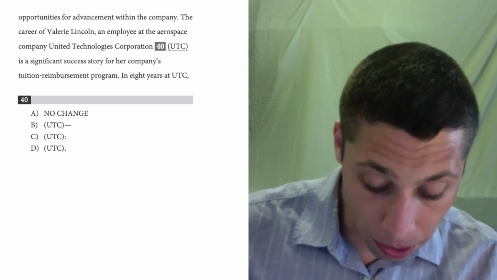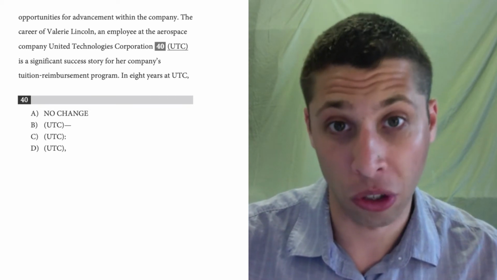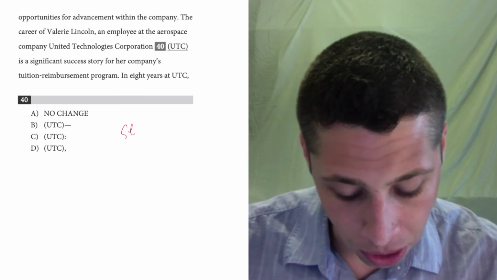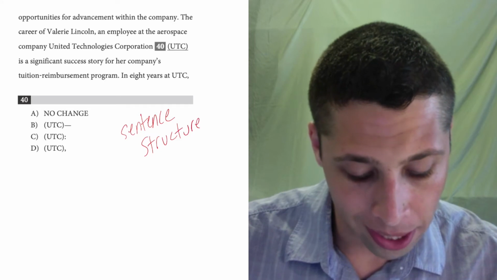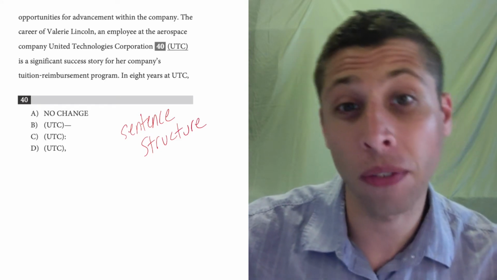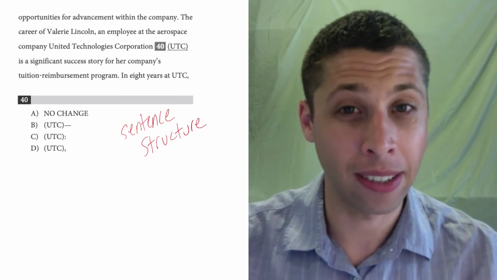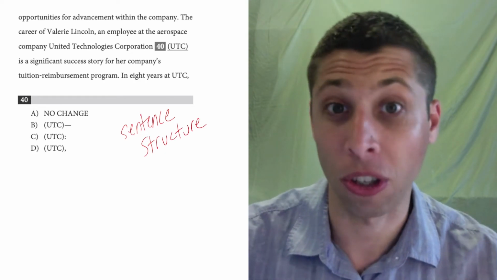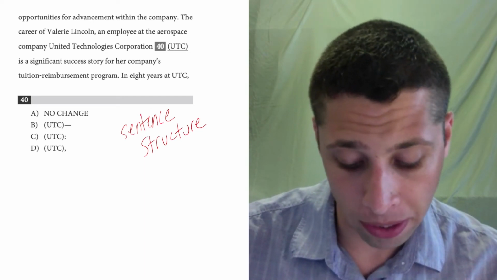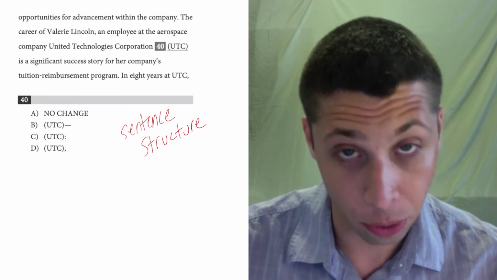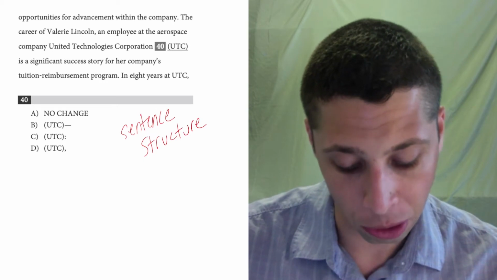Now notice from the punctuation choices that we have, we've got a colon, we've got a dash. Those are some more advanced punctuation marks where we have to start thinking about sentence structure, right? What's important, what's essential, what's a fragment, what's a full sentence, all that kind of stuff. So let's just read it and see if we can understand the structure of what's going on. The career of Valerie Lincoln, an employee at the aerospace company United Technologies Corporation, UTC, is a significant success story for her company's tuition reimbursement program.